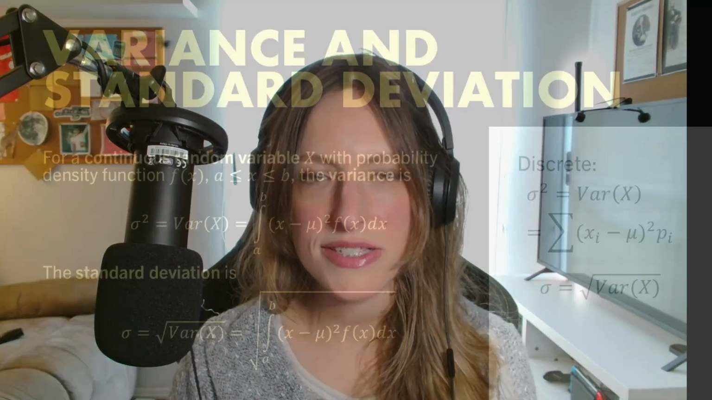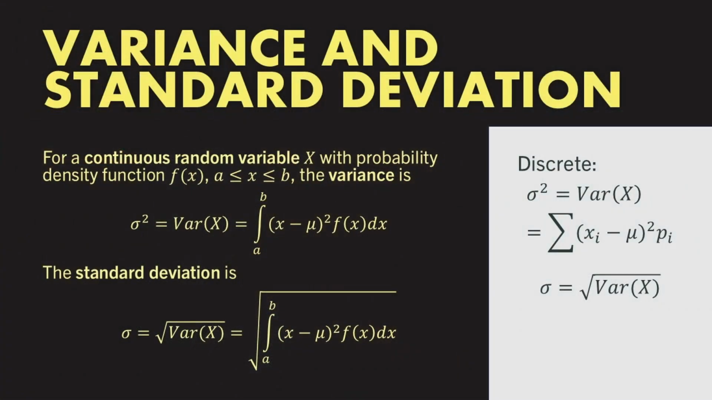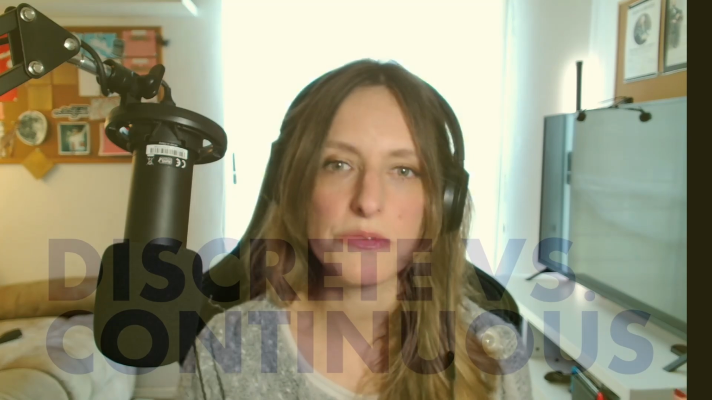Then for the variance, again, if you remember the formula for variance, what we did is we found the distance between the value and the mean, we squared that and we multiplied times the probability. In this case, if we translate it to continuous, we're going to be calculating the integral between a and b of x minus mu squared times f of x dx. And for the standard deviation, which is the square root of the variance, we're going to calculate the square root of what we just found.